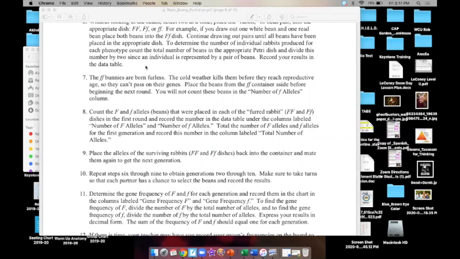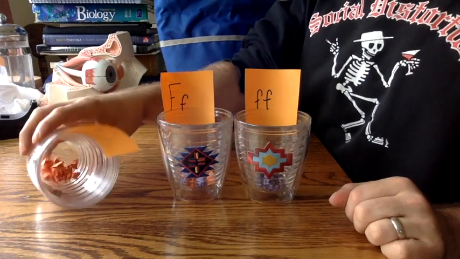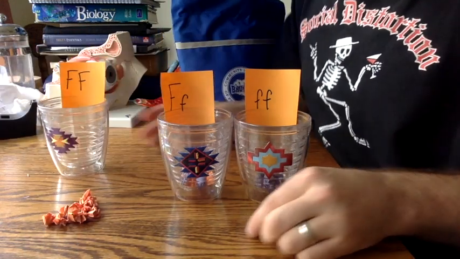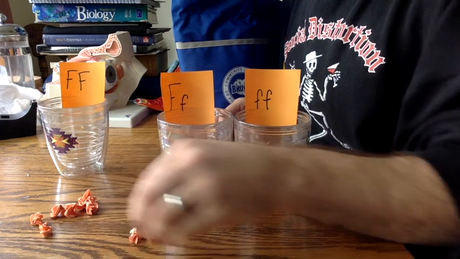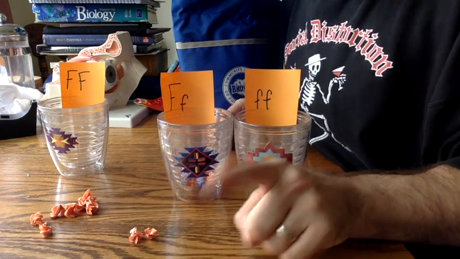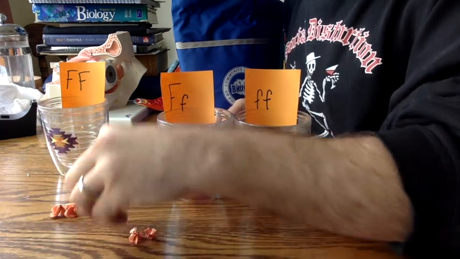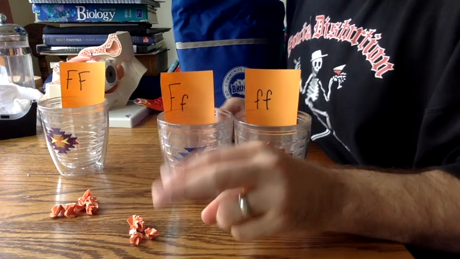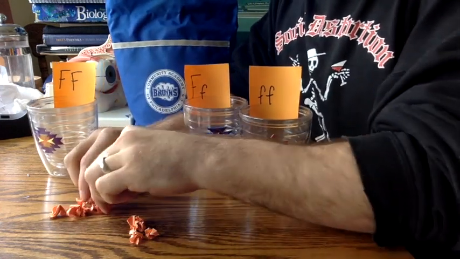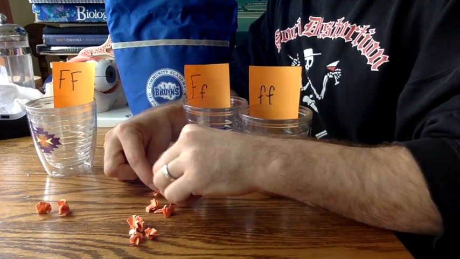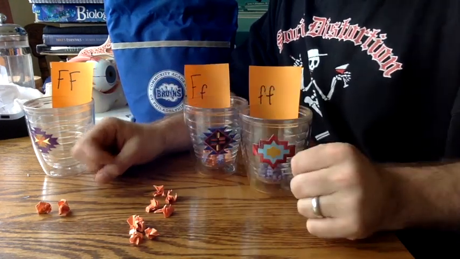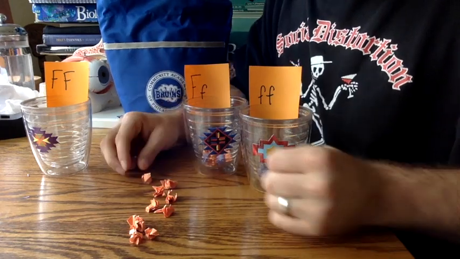That's difficult to do. Just count them by 2s. When you count them out, you are going to count the number of big F bunnies. How many rabbits? So in your big F container, count how many rabbits are there, not how many beans or whatever you're using. How many rabbits? 2 beans equal 1 rabbit. So if you get 2 beans, that's 1. If you're getting 4 beans, that's 2.